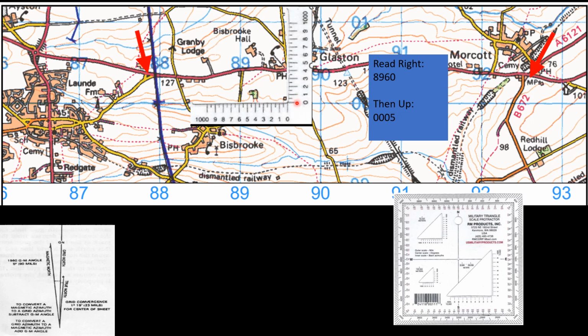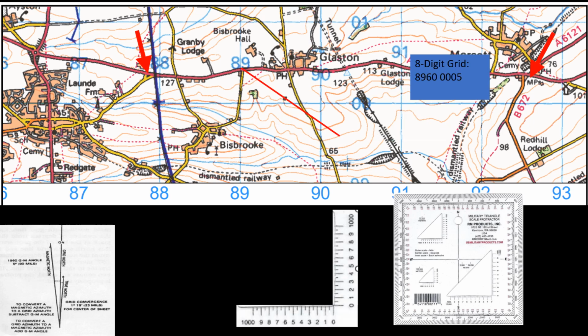So what does that mean? That means that this square right here is located at an 8-digit grid. That is 89600005. Okay, so we have a grid coordinate.